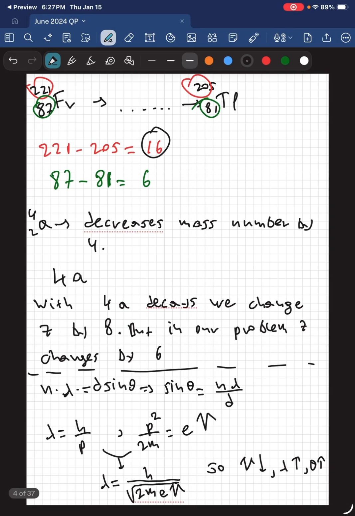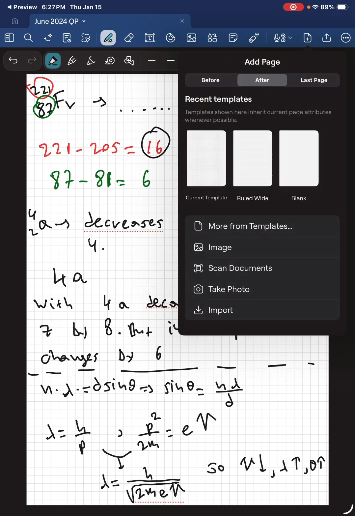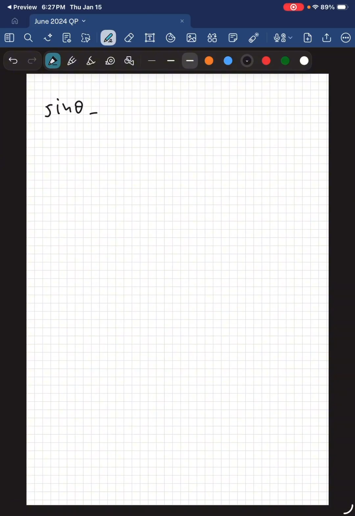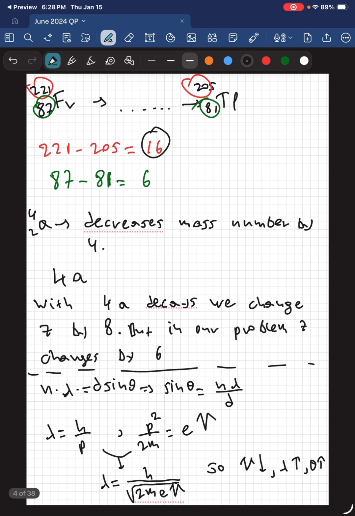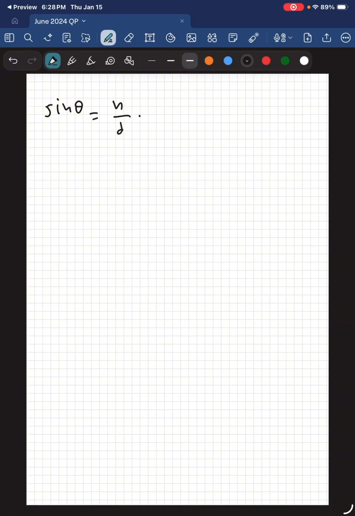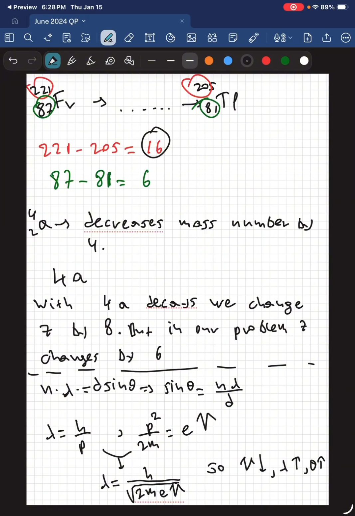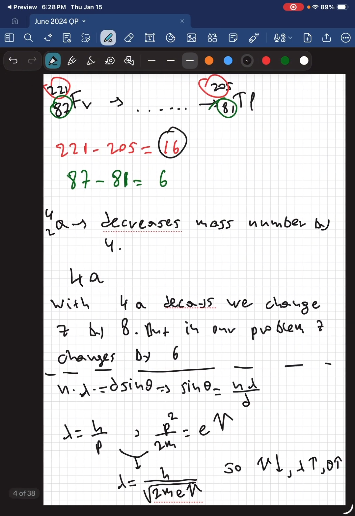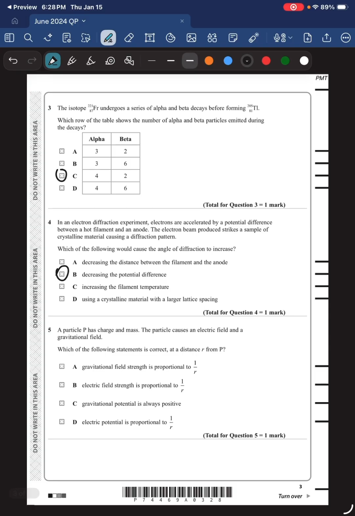So I hope this makes sense, and I hope this is useful. I can take an extra step and write sine theta equals n over d times h over the square root of 2emV. And now it's obvious, I guess, that if we decrease V, the potential difference, lambda will increase and theta will increase as well. Okay, this is the first question we encountered that is relevant to students taking the international exam. Okay. Question 5.